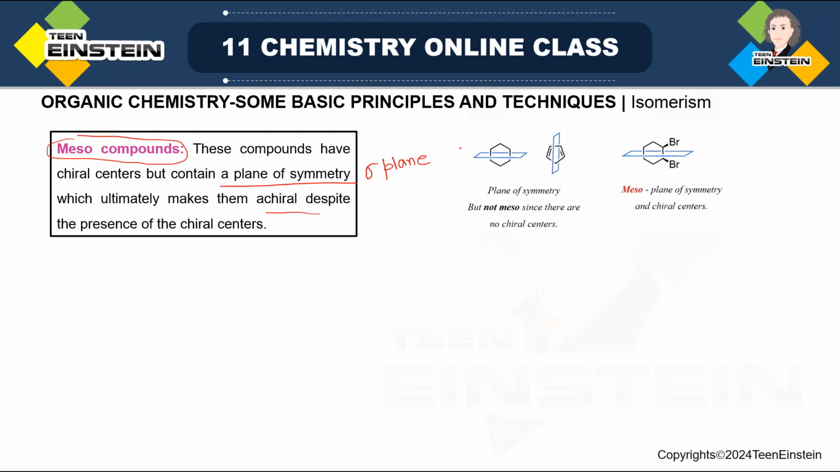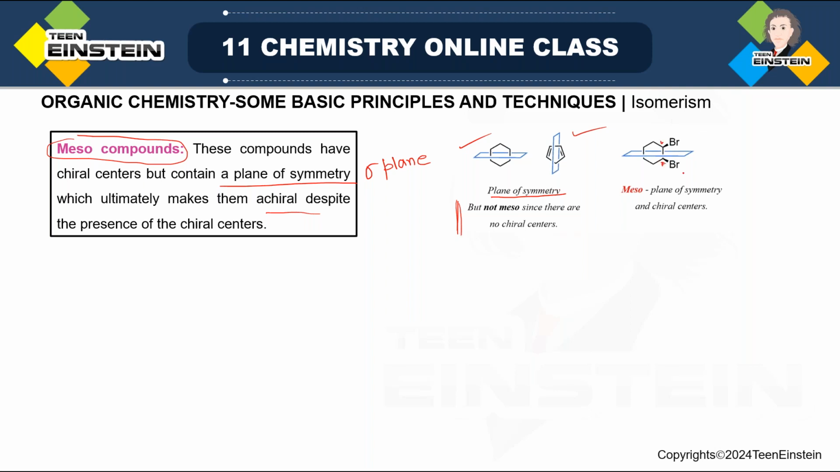Here you can see these two pictures. In these two pictures there is actually no chiral center. It is true that there is a plane of symmetry, which is shown in blue. But you cannot call just any molecule having a plane of symmetry meso. The other condition must be fulfilled: there should be a chiral center. So though there is a plane of symmetry, they should not be called mesocompounds because there is no chiral center. But if you consider the next molecule, here we have chiral centers.